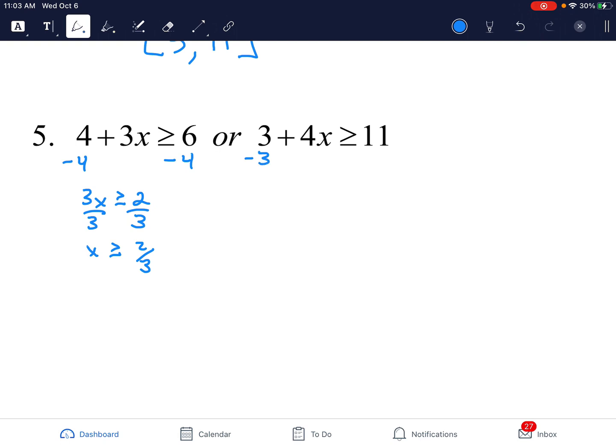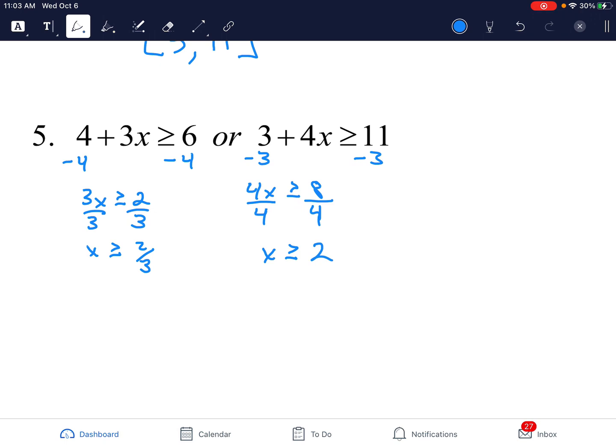Other side, I'm going to subtract 3. I have 4x is greater than or equal to 8. Oops, forgot the x next to my 4. There we go. Divide both sides by 4. And x will be greater than or equal to 2.